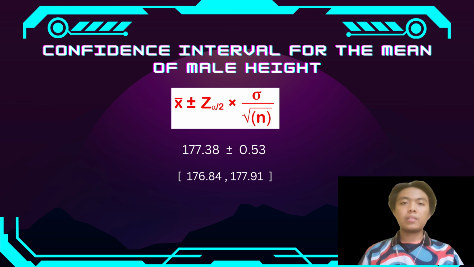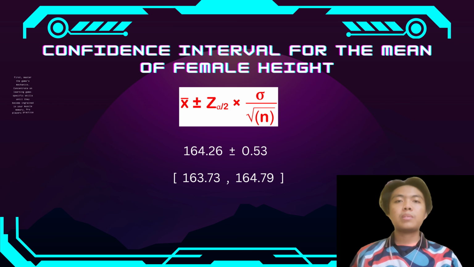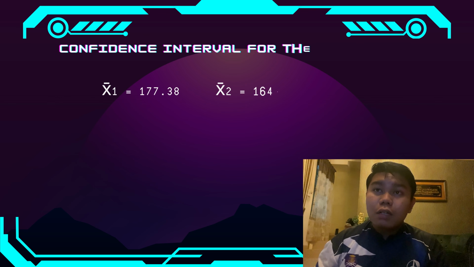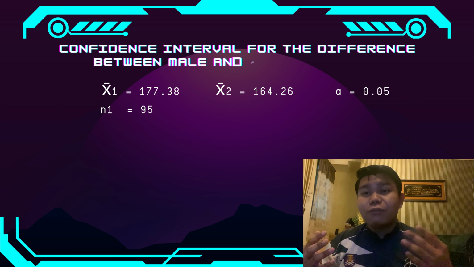So to conclude, the 95% confidence interval for the mean of height of male is between 176.84 and 177.91, and the 95% confidence interval for mean of height of female is between 163.73 and 164.79. Okay, I will continue with the confidence interval for the difference between male and female heights.